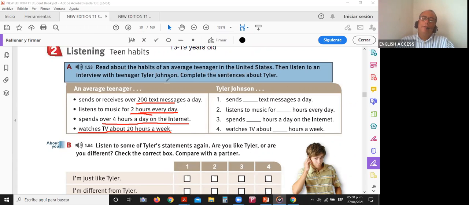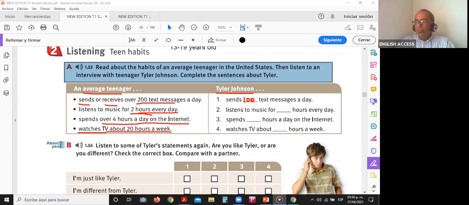Wow. What about Tyler Johnson? The average teenager sends or receives over 200 text messages a day. How many does Tyler Johnson send or receive? Very good, Carolina. Yes, 100. Let's listen to where it says that. Listen to some of Tyler's statement. Is he different? Check the correct box.